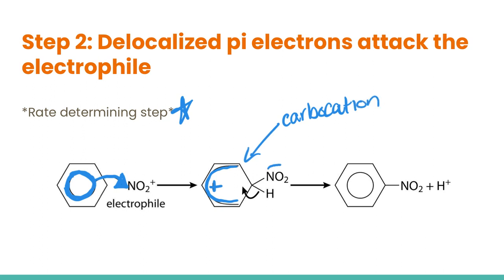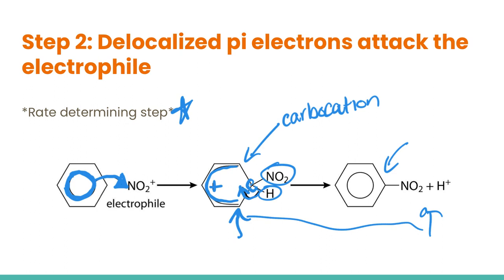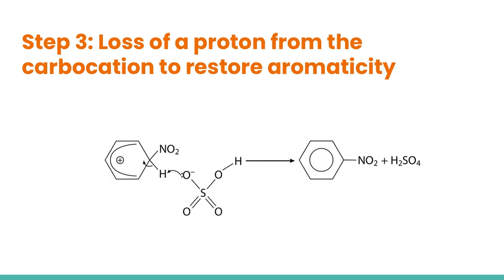And we also then have NO2 and H that are attached here. And this carbon-hydrogen bond is then broken, and those electrons that are in that bonding pair are put back into the ring to generate our final product. Now, this actually happens with the HSO4- ion that we generated in step 1. So let's take a closer look at what happens from here, from this intermediate to our final products. And so that's step 3.